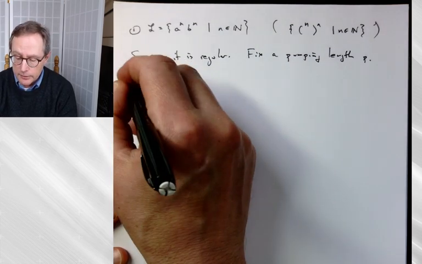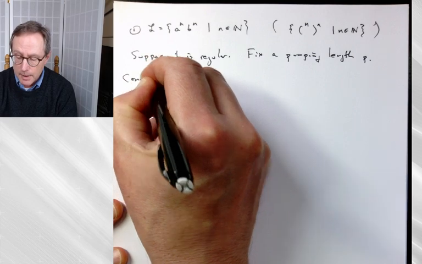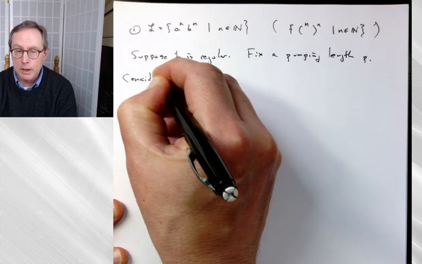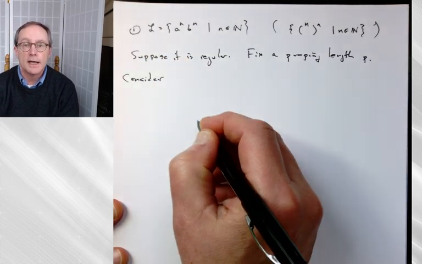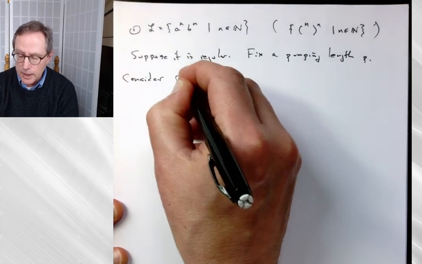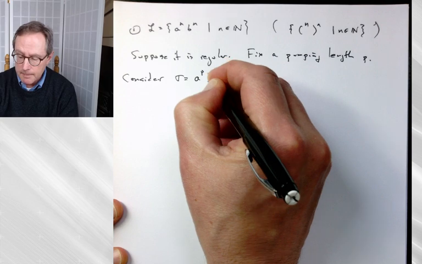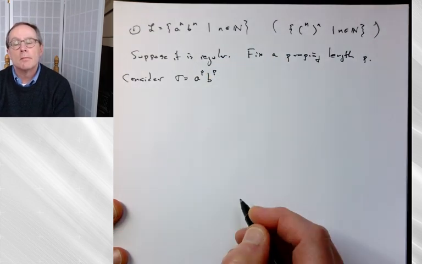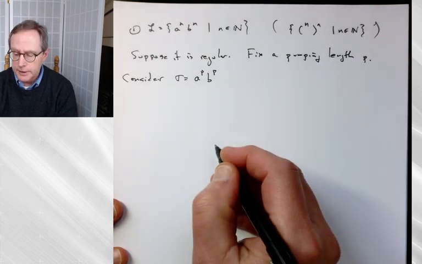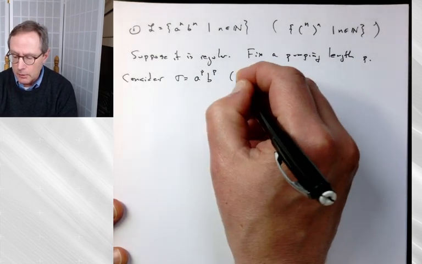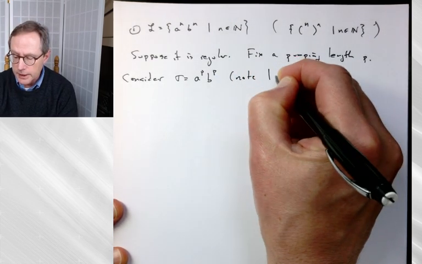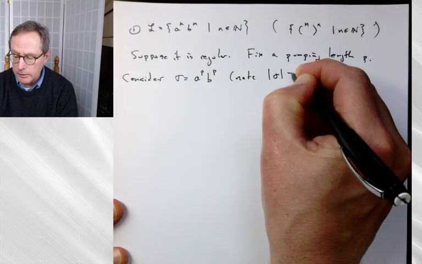I thought about this for a long time, and I finally hit on the right thing, and this is it. So sigma is, I'm going to take a to the p, b to the p. Of course I have to go through the argument for exactly why that works, but note that the length of sigma is greater than or equal to p.